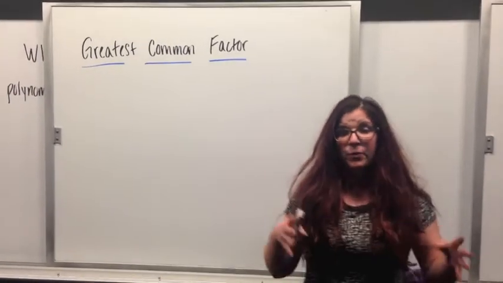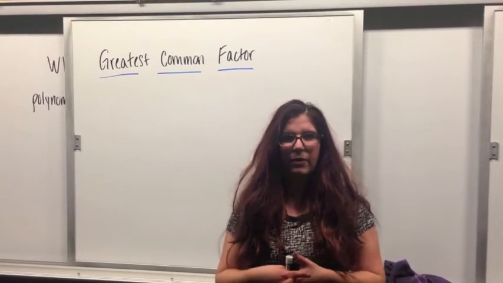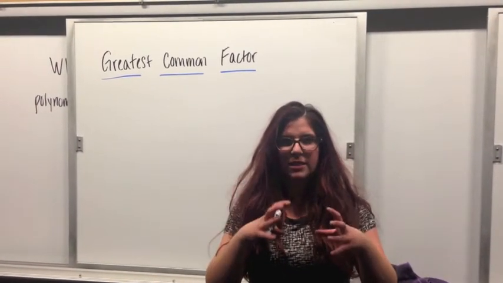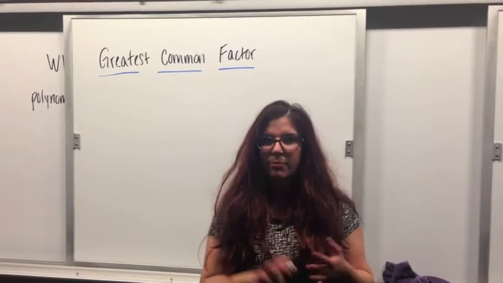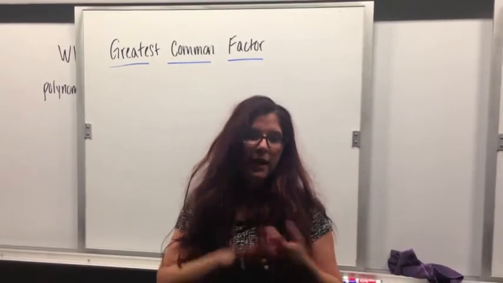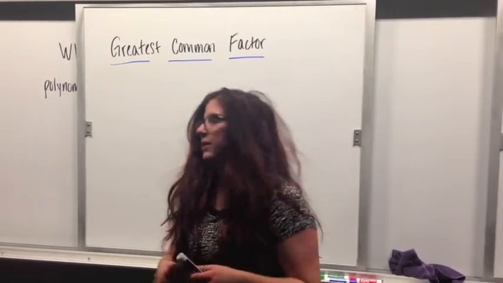When we think about factors and the greatest common factor, basically what we want to think about is what is the greatest thing that's common between everything. So we can have numbers, we can have terms, or we can have something in a polynomial, and we want to think about what they all have in common together.